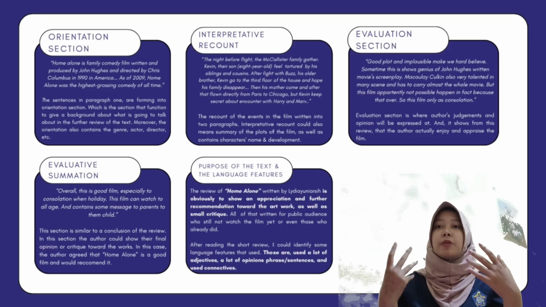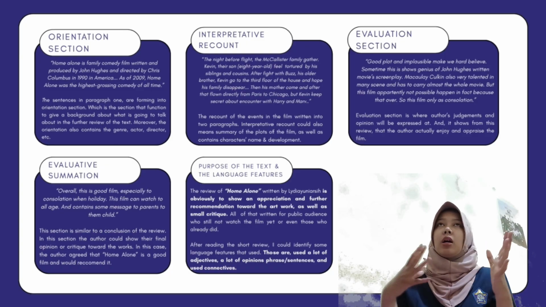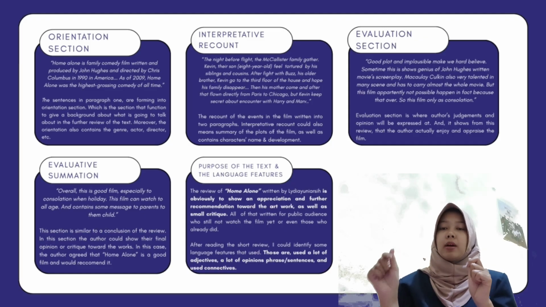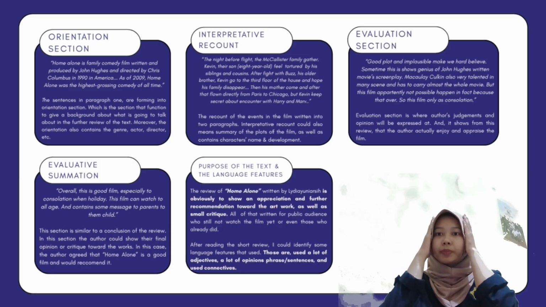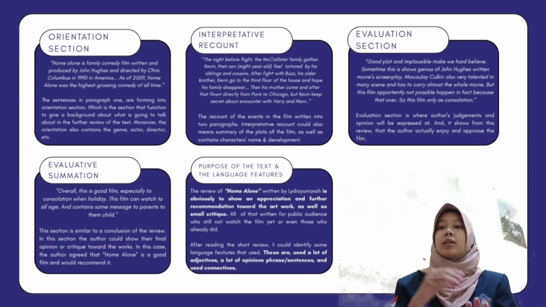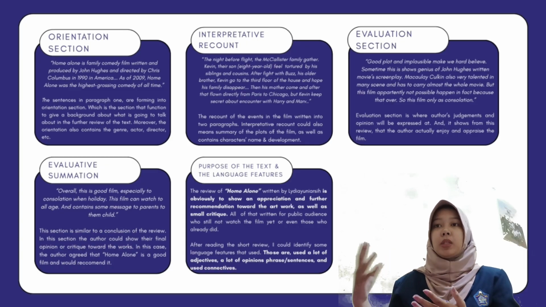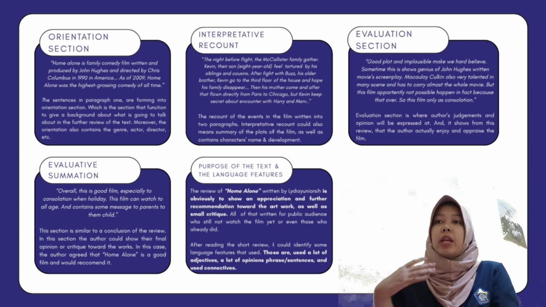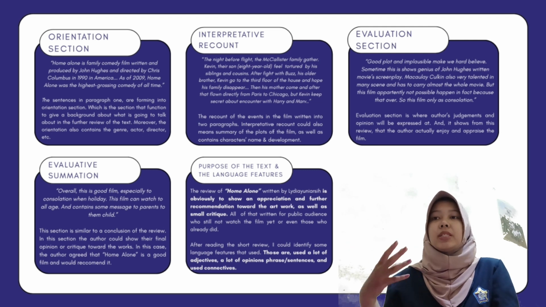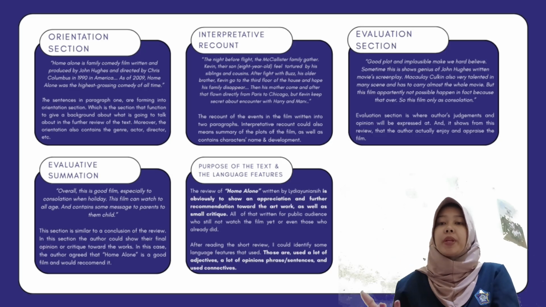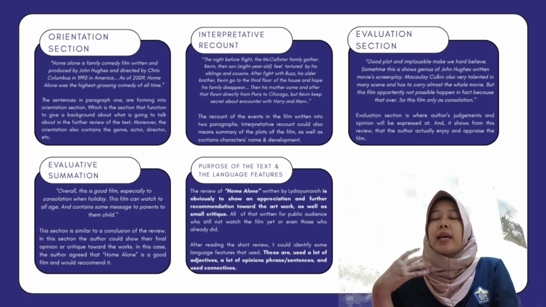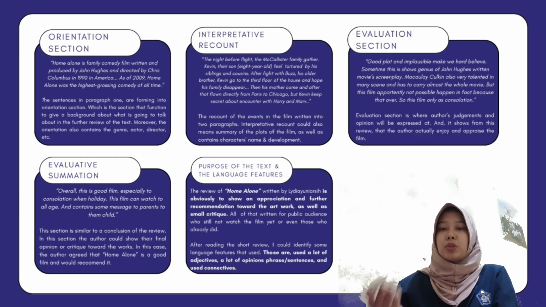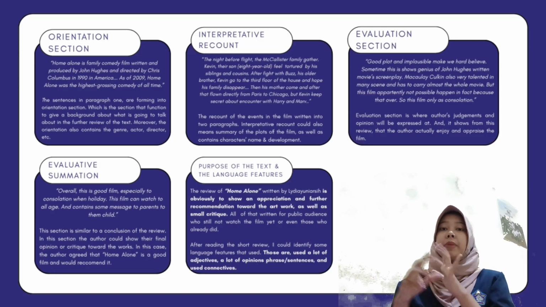And the next section is the interpretive recount. In this section, the author of this review writes a recount text about the plot of the film, which happens to be the film Home Alone. Okay. Next, we move to the evaluation section. The evaluation section is where the author's judgment and opinion are expressed. And after I read the review text, the author actually enjoyed and appraised the film itself.